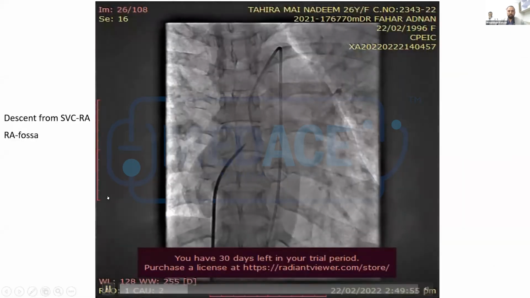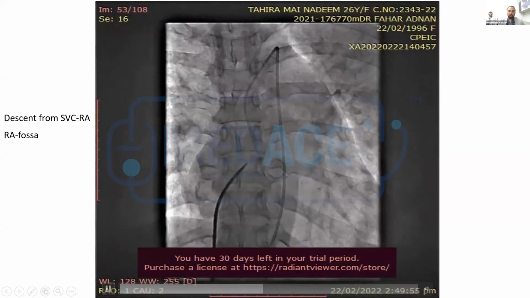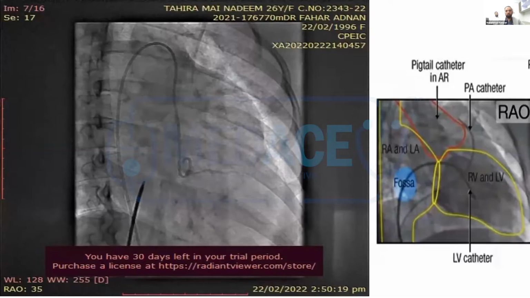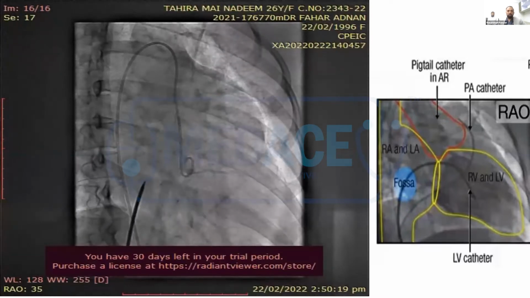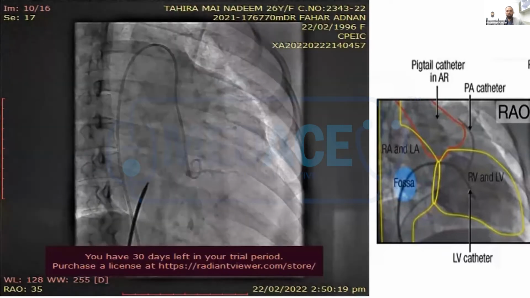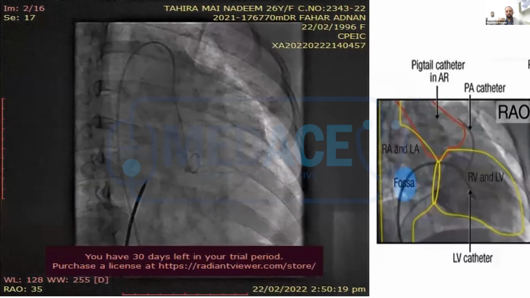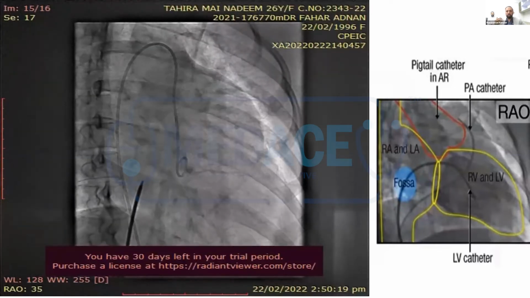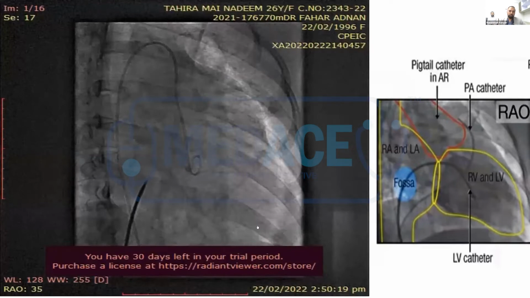After placing our assembly most likely in the fossa ovalis, we will confirm this in the RA view. As you can see on the right side, the different landmarks of the RA view, the fossa ovalis is clearly shown, directed posteriorly, and away from the pigtail. So our assembly should be directed posteriorly and away from the pigtail. Only then can we say that we can safely perform the puncture.